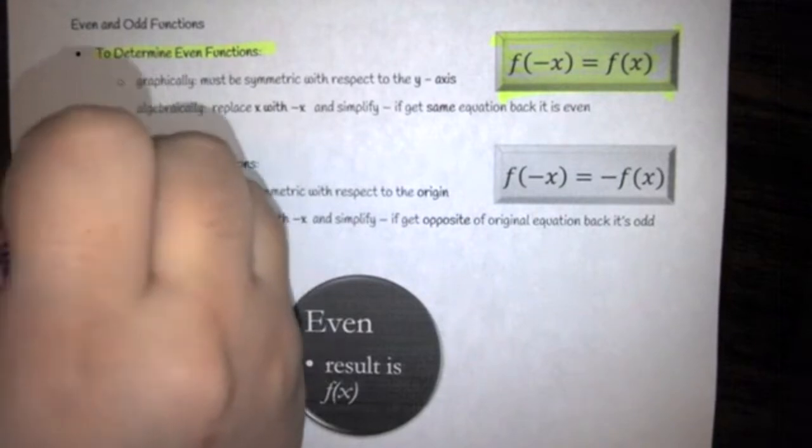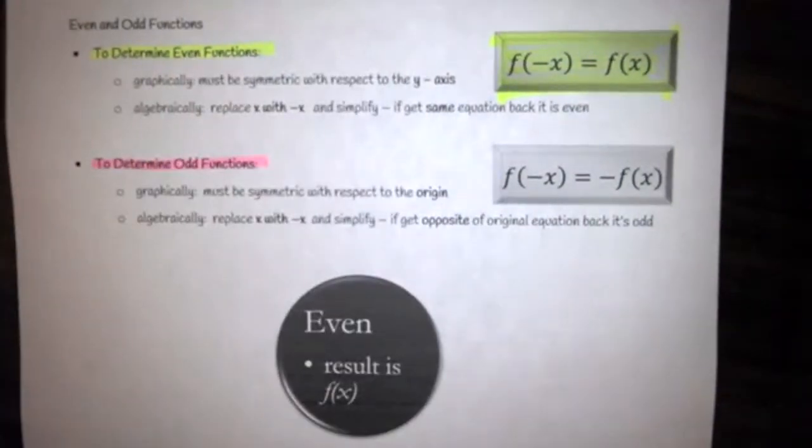So to determine odd functions, again, we can look at it graphically. Graphically, we are looking at symmetry with respect to the origin. So we are looking for a rotation of 180 degrees in order to see if you have an odd function. It also means that if you input the negative x into your function, then you should get the exact opposite spit out of that function. If that's what happens, then your function is odd.